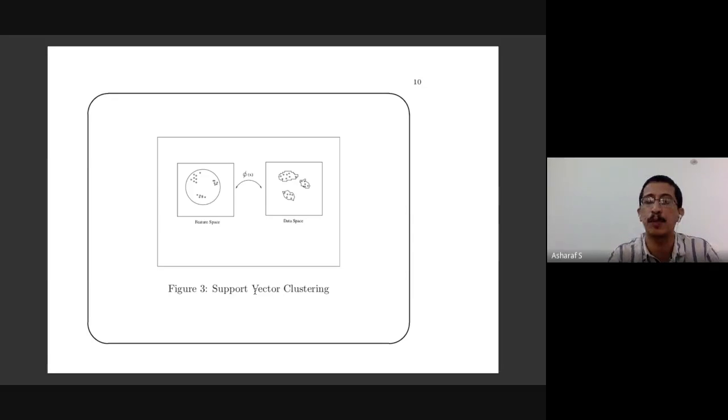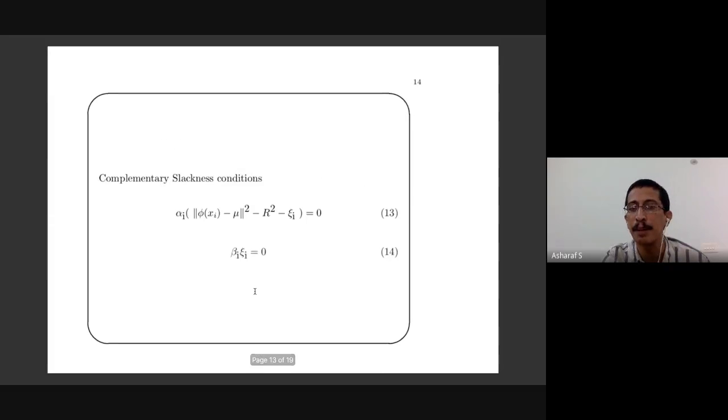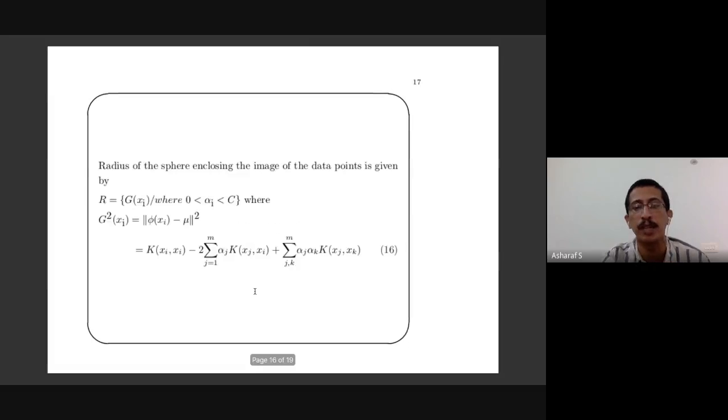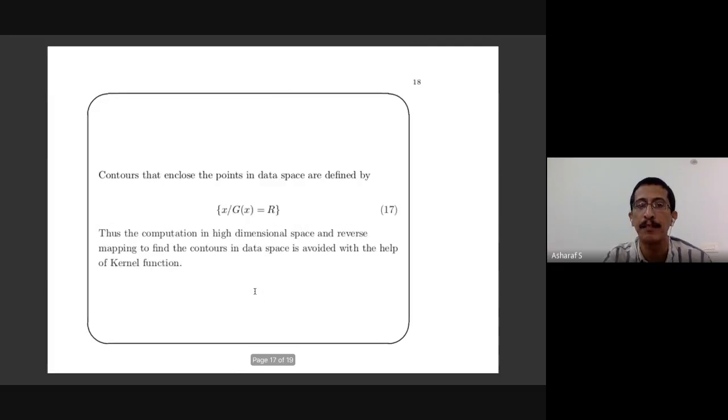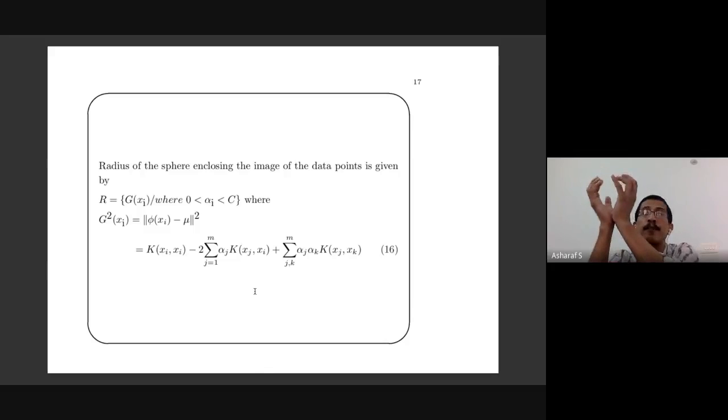That's the definition of supported cluster. Once you have done all these exercises, learning an MEB problem and allowing some points to fall outside, we get the sphere. And can we map the sphere, essentially the points which define the sphere, back to the original space? That is the problem in hand. If we do that, we get some clusters, and that's how SVC defines the clusters.